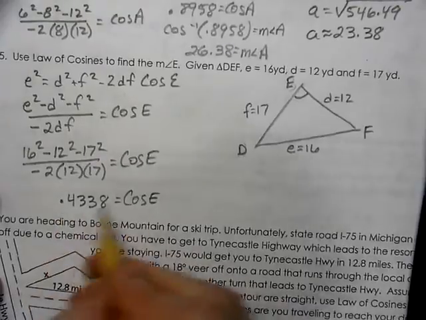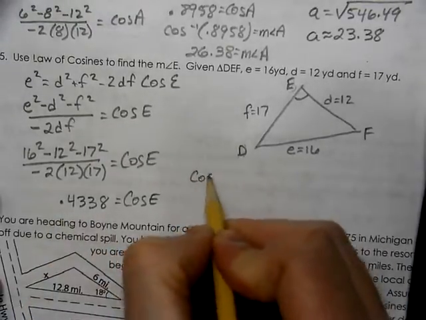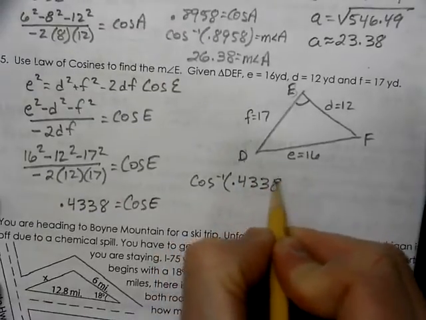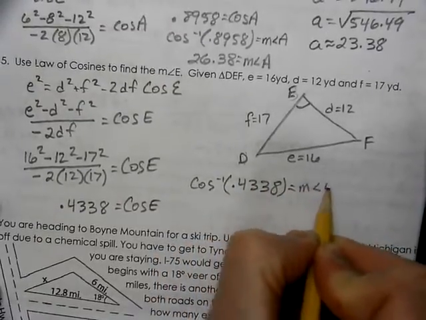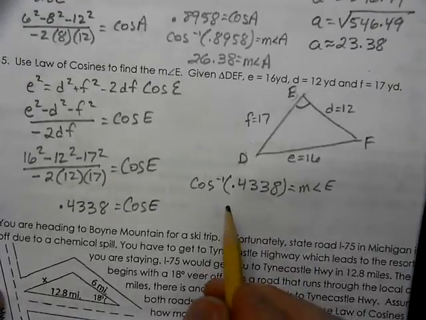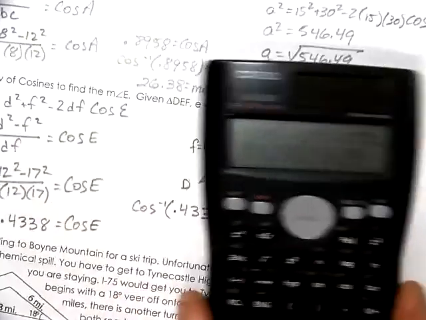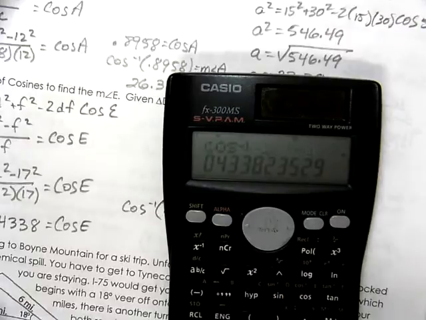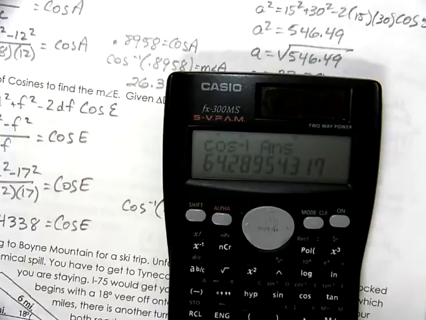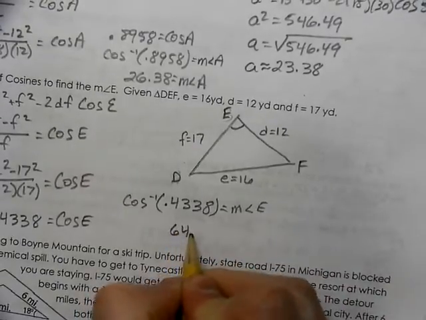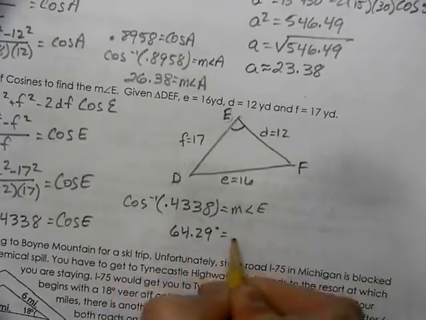So to get angle E all by itself, we're going to do cosine inverse of 0.4338, and that should be the measurement of angle E. And so we'll use our calculator. Again, we're not going to use that 4-digit number. We're going to say cosine inverse of the answer. Gives us 64.29. Those are degrees.